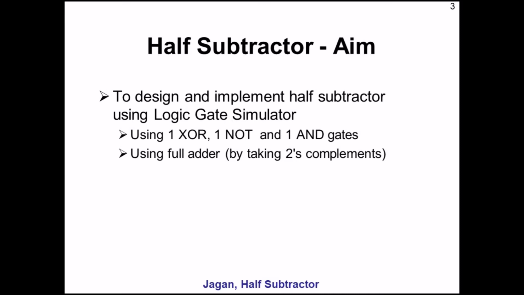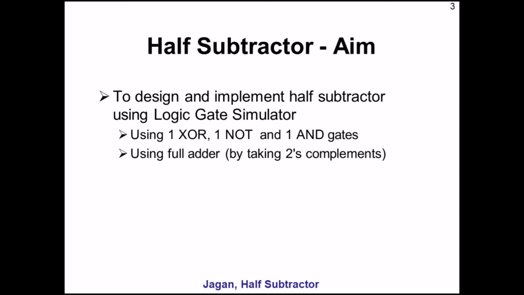Our aim is to design and implement half subtractor using logic gate simulator. Here we are going to have 2 tasks. One, implementing the half subtractor using 1 XOR, 1 NOT and 1 AND gates. And second one is, how are we going to do the same half subtractor with the help of full adder?